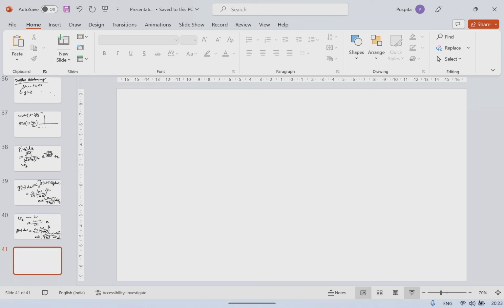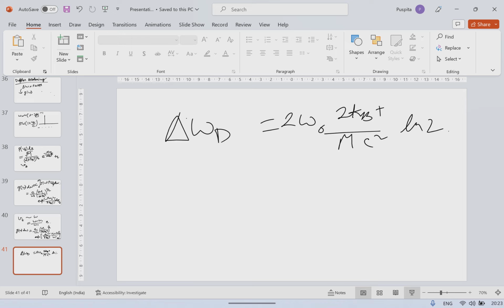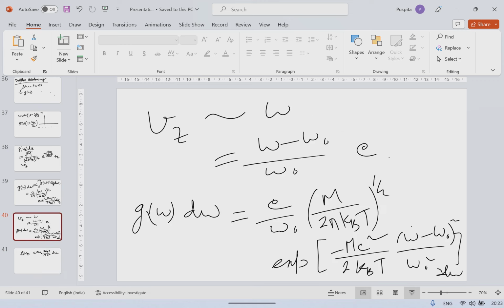From that we can go to the FWHM of the line shape function, which will be 2 omega naught times the square root of 2 kB T ln 2 over m c squared. And this is a Gaussian function. You can know that from this expression.